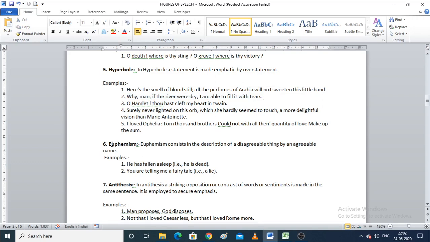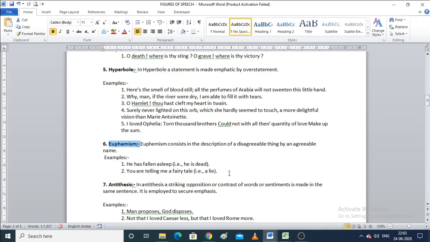Now the sixth one, which is euphemism. Now what is it? Euphemism consists in the description of a disagreeable thing by an agreeable name. For example, "He has fallen asleep," which means he is dead. "You are telling me a fairy tale," which means you are telling me a lie, right?